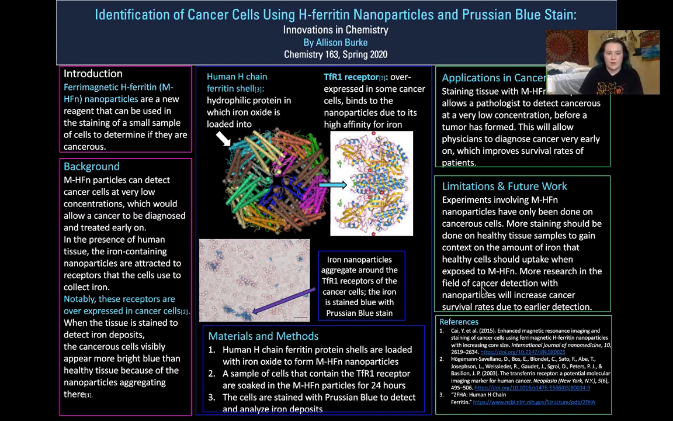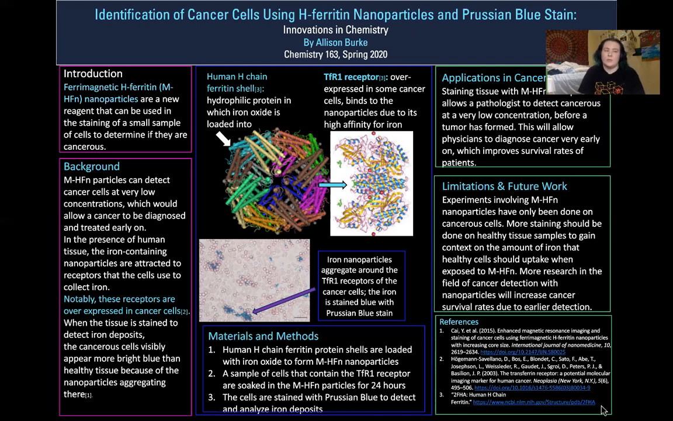Basically, the idea is that these nanoparticles are a protein that's actually produced by humans, and scientists load it with iron oxide. The iron oxide inside is attracted to the receptors on human cells that are responsible for collecting iron for the cell, because the cell uses iron for other chemical reactions. But most importantly, some cancerous cells, not all of them, will overexpress this kind of receptor.